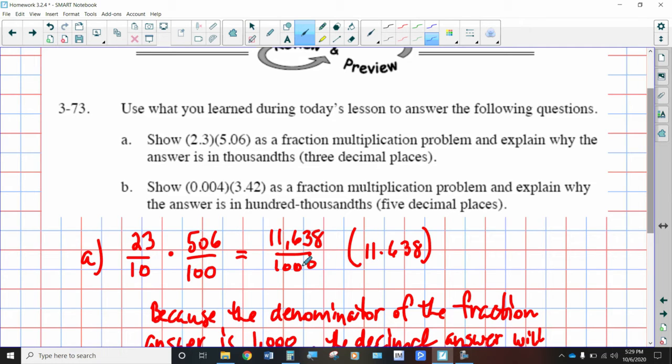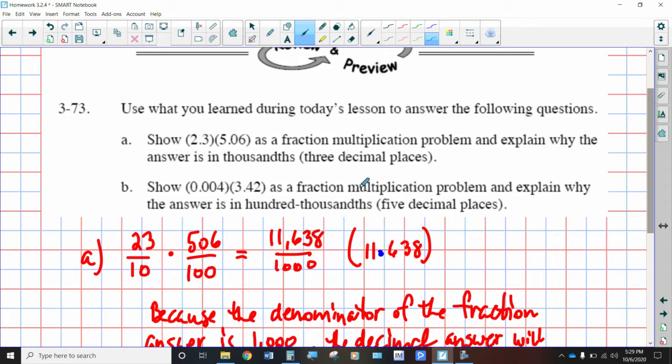11,638 divided by 1,000 means how many thousands can fit into 11,000? Well, 11 of them, right? So our answer's got to be somewhere between 11 and 12. So the decimal goes here at 11.638, or 11 and 638 thousandths.